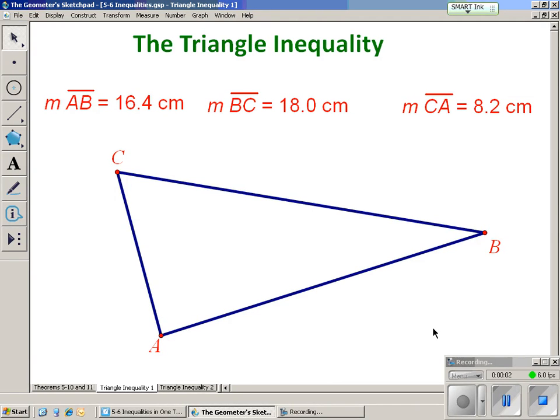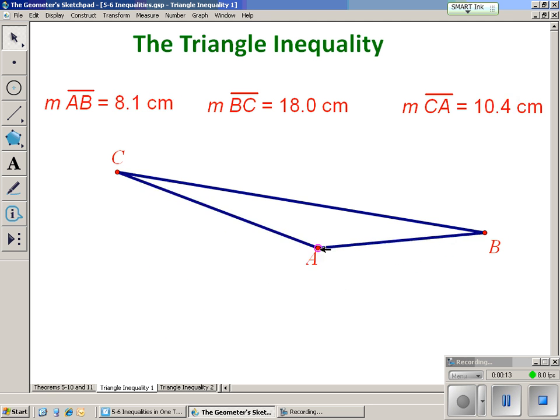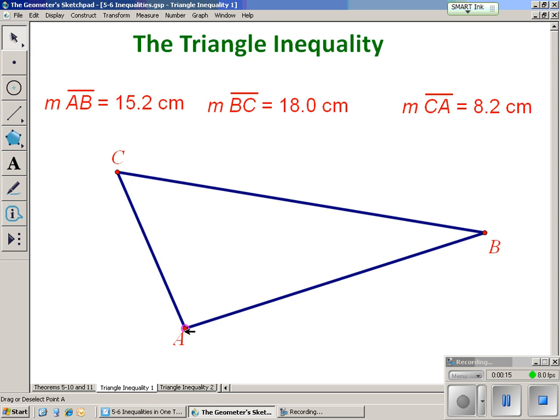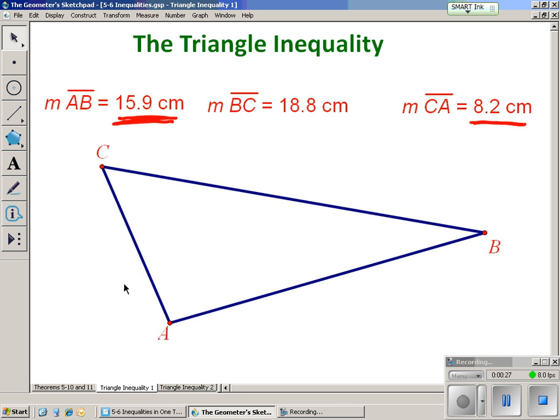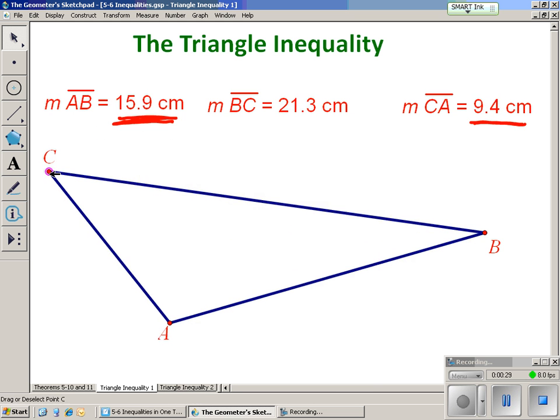The next topic to discuss is the triangle inequality, which I think is a pretty important and also a pretty powerful theorem that we have in geometry. And to explain it, I built a triangle and I've measured the three sides. Now what I want you to notice is that the smaller two sides added together is bigger than the longest side. So however I move this, those two smaller sides will always add to be bigger than the longest side.